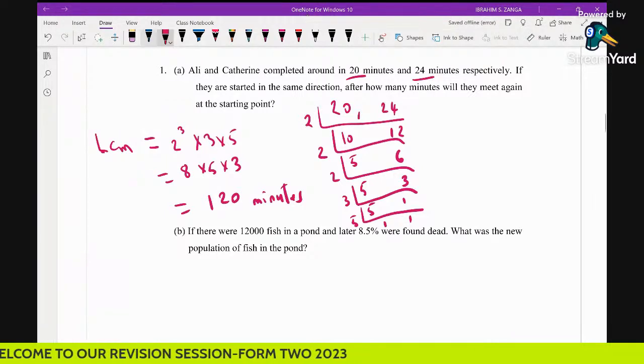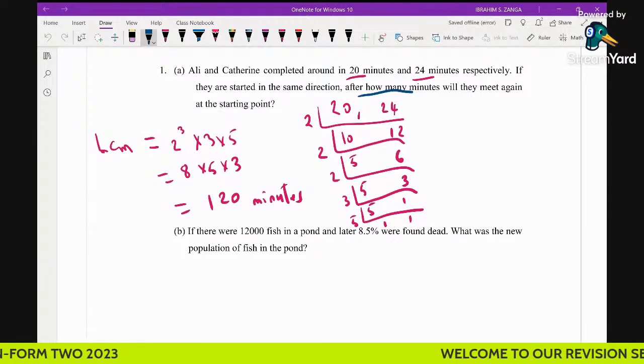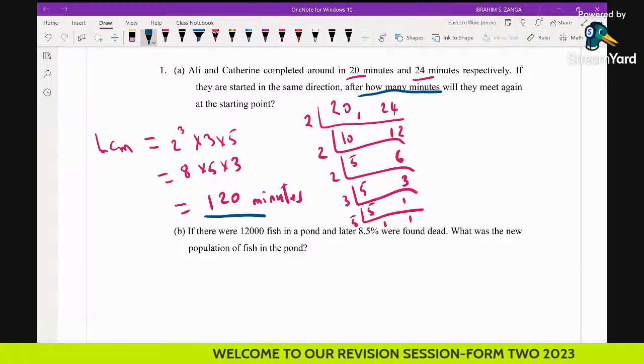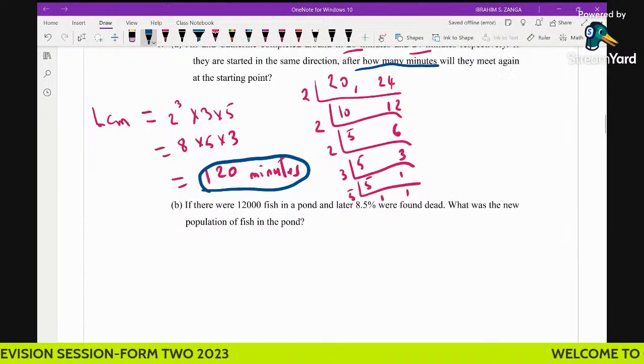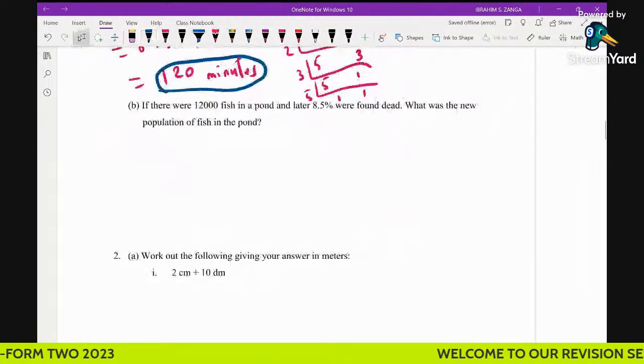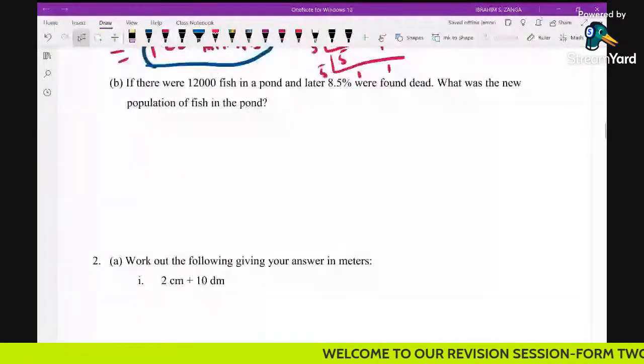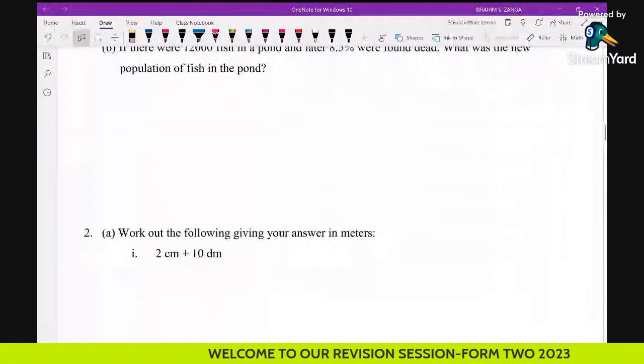So as per the question, after how many minutes will they meet again at the starting point? After 120 minutes, they will meet again at the starting point, dear students. We continue with question number 1b.